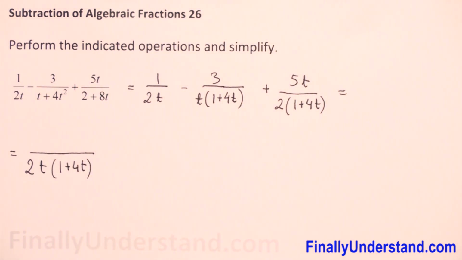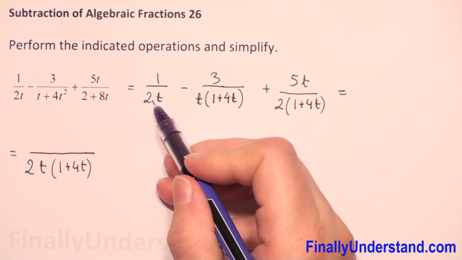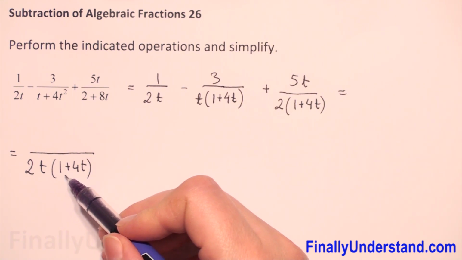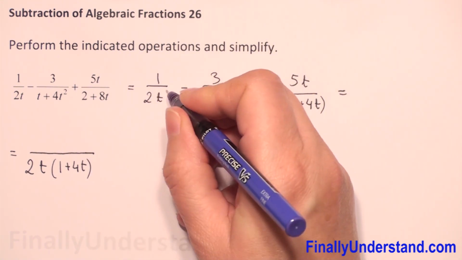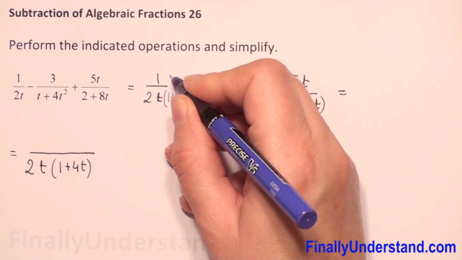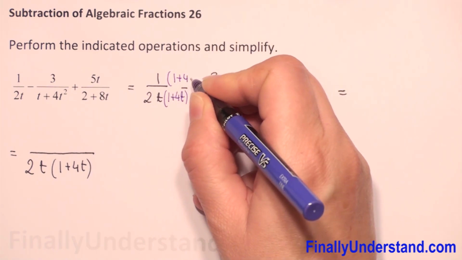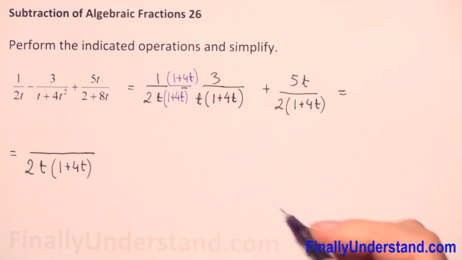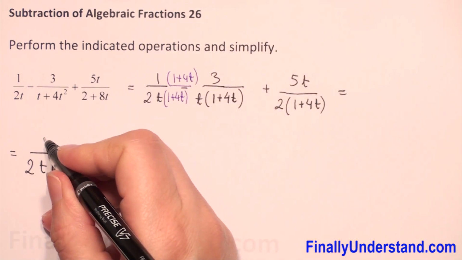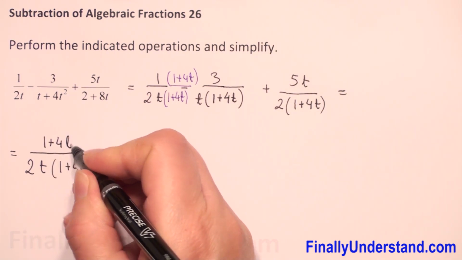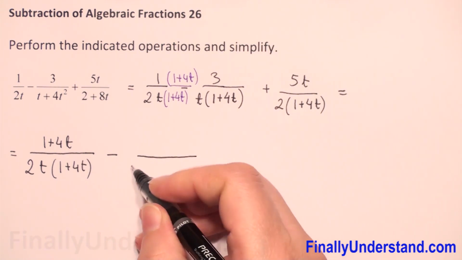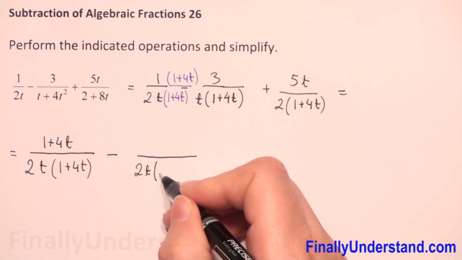And now let's see what we have to do. We have 2t, but we multiply this 2t by 1 plus 4t. So when I multiply this denominator by 1 plus 4t, I have to do the same with this numerator. And now we will have 1 times this whole expression, which gives me 1 plus 4t.